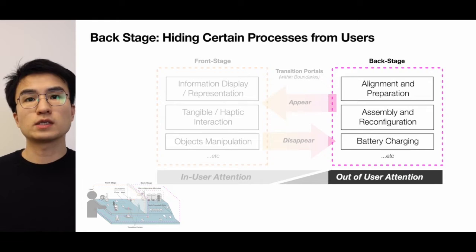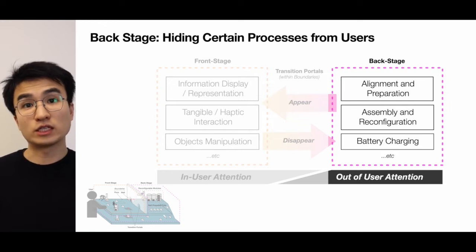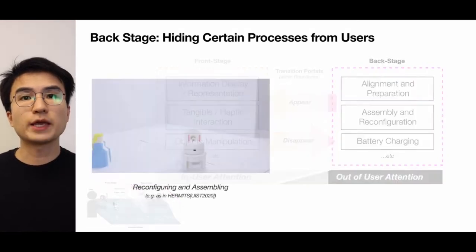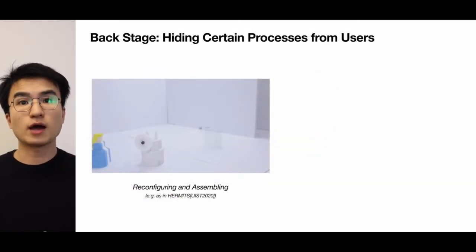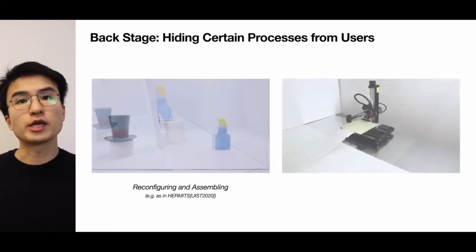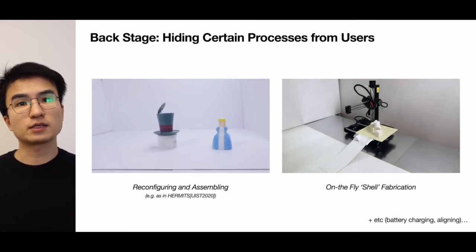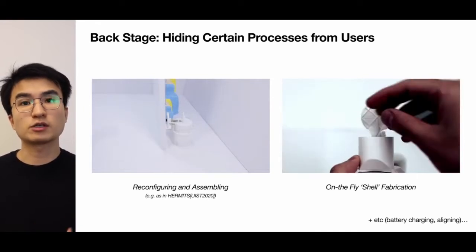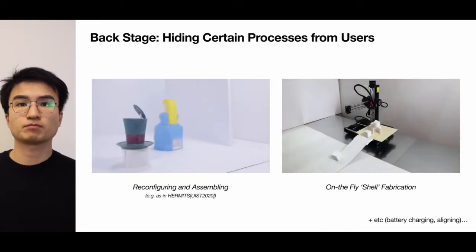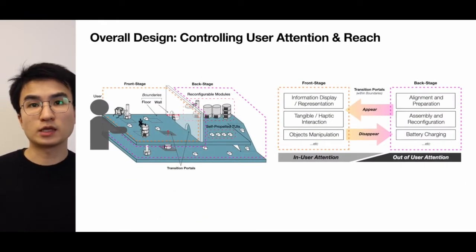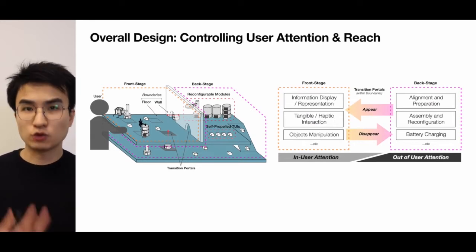Now the backstage allows the system to intentionally hide certain processes which may better not be seen or intervened by users for interaction design purposes. Such processes may include reconfiguring and assembling with other modules, as preliminarily demonstrated in Hermits. Or even digital fabrication machines themselves could be embedded in the backstage to fabricate different shapes. With this, the robot can pick up from the 3D printer and bring it to the front stage for users. So that is the core idea of Appearables, composed of a front stage and a backstage connected with transition portals.